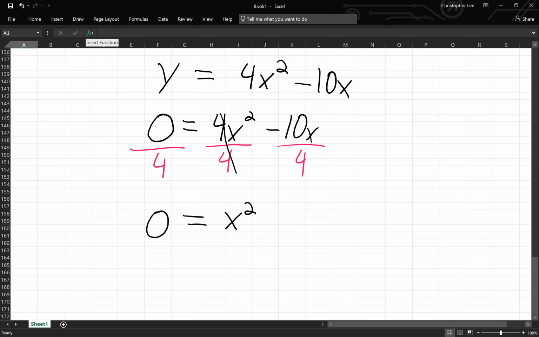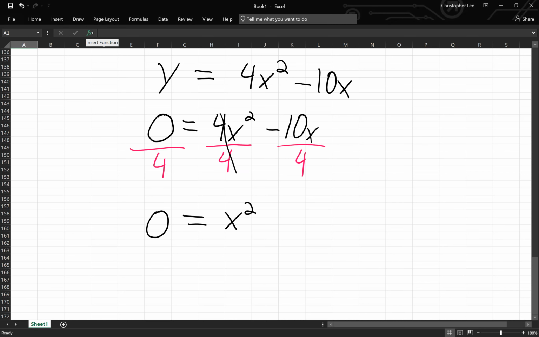Now that I have the 25 over 16, I'm going to add that to both sides of my equation, right? So I'm going to add 25 over 16 here, and I'm going to add 25 over 16 here. So now, what do I have? I have 25 over 16 is equal to x squared minus 5 over 2x plus 25 over 16, right?